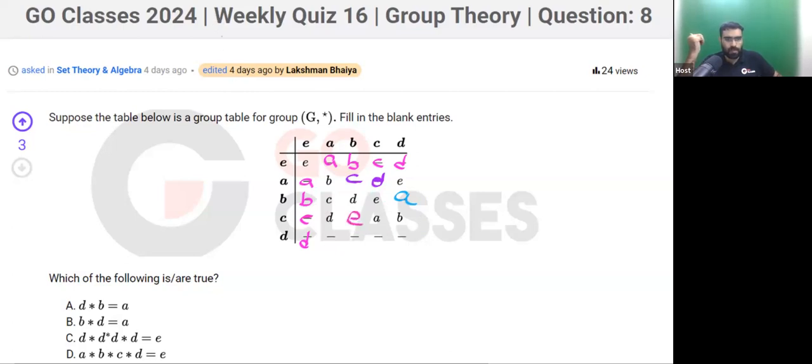What about the last row? Now you can fill it. What about the second column? In the second column, the identity element is missing. In this third column, A is missing. In this fourth column, B is missing. In this last column, you can notice C is missing. So you got your Cayley table.